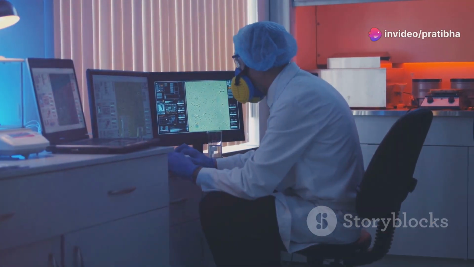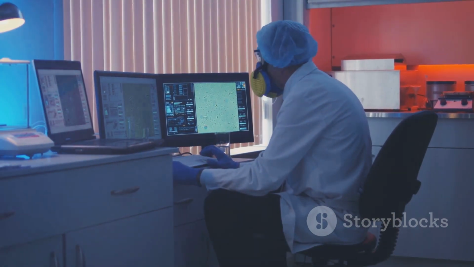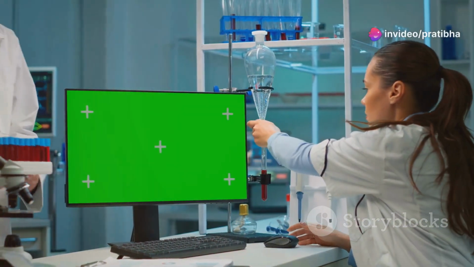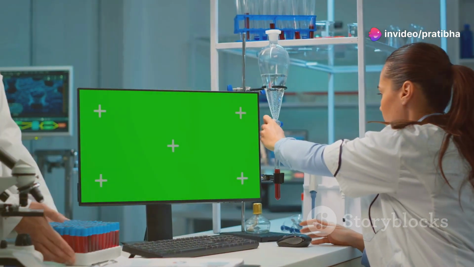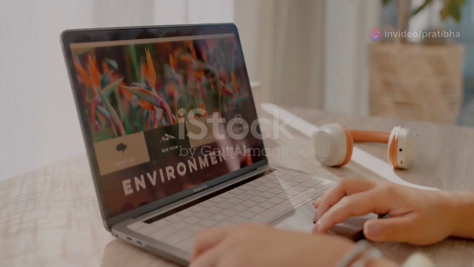Step 10. Generalization and interpretation. If the hypothesis is supported by the data, the researcher can make generalizations and build theories. If not, they may need to refine their hypothesis or explore alternative explanations.